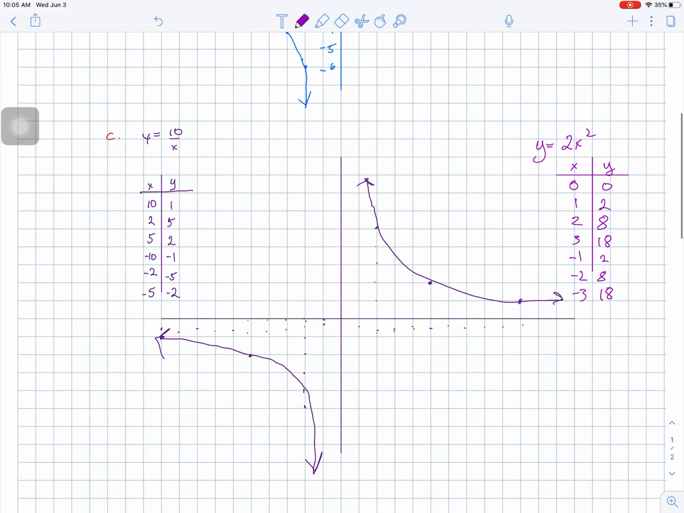So graphing that, we have 1 and 2. We have this one on the bottom. We have 2 and 8, and then 18 is way up there, so I'm not going to show it, but you can see that this thing is just climbing up very fast all the way to the top.